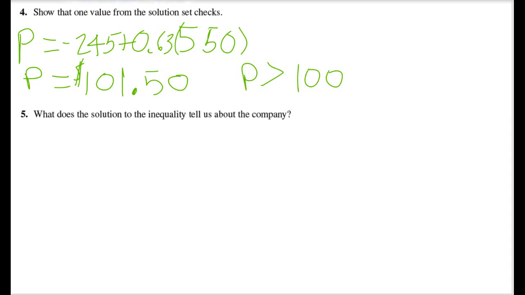Okay, question 5. What does the solution to the inequality tell us about the company? Well, profit is greater than 100. Basically, that's what it tells us. If you want the profit to be greater than 100, then you have to sell more than 548 snow cones. Restart the video once you've done question 6.